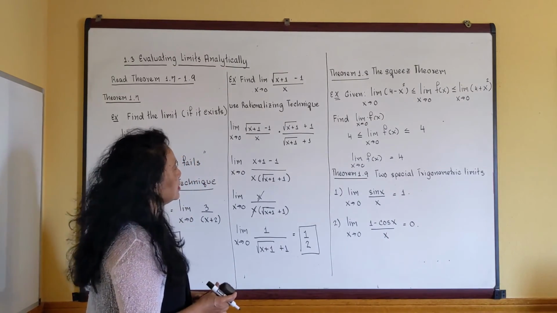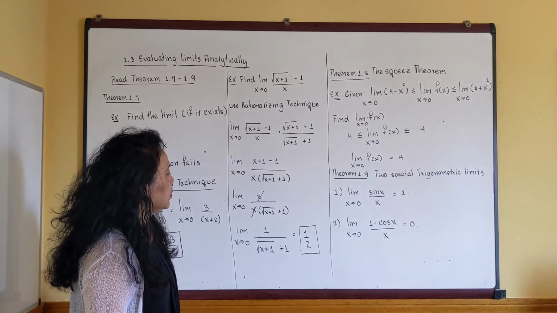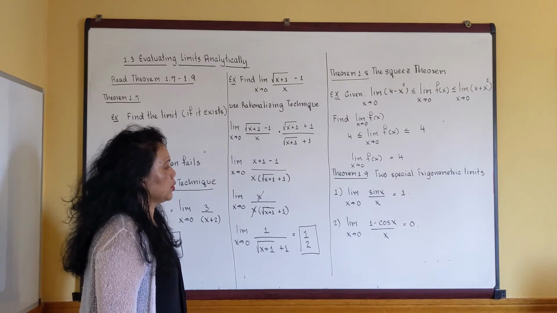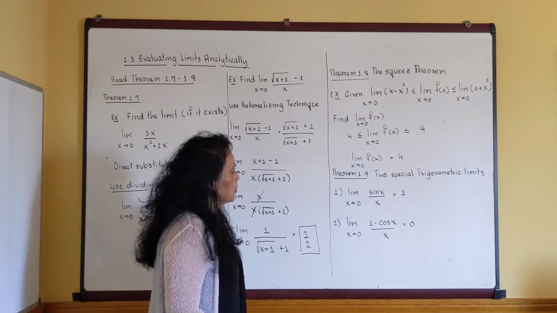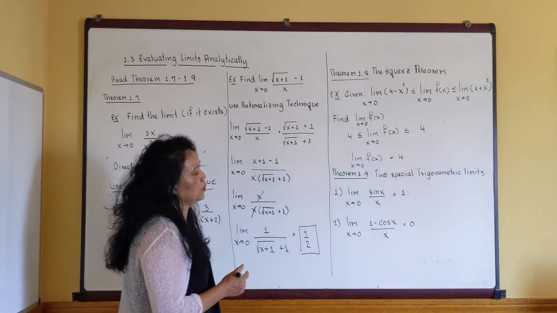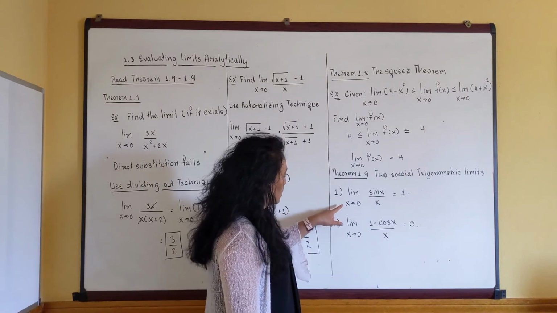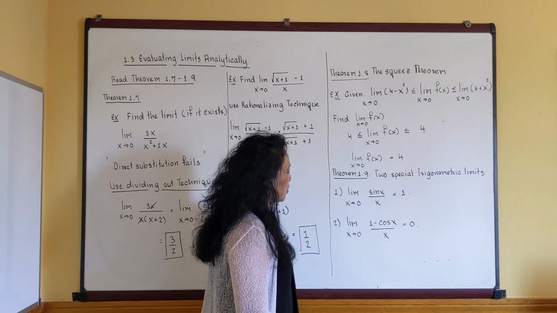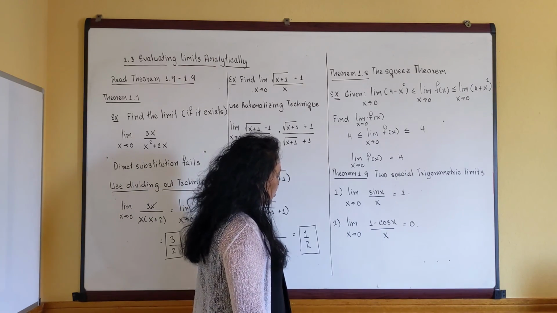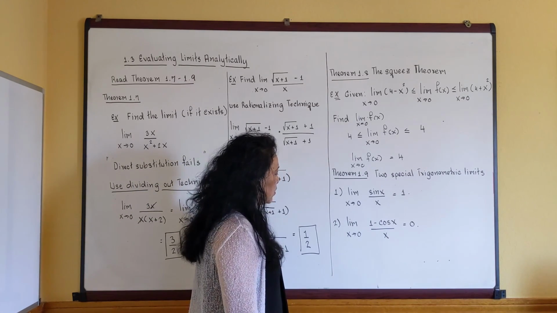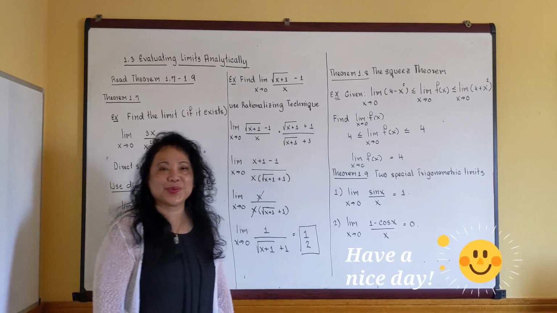Alright? So that's theorem 1.8. The last theorem of this section is theorem 1.9. It's two special trigonometry limits. So just memorize this. We'll probably do the proof in the Zoom or some other time. So limit as x approaching 0 of sine of x over x is always equal to 1. Limit as x approaching 0 of 1 minus cosine of x over x is going to equal 0. Alright, we finished 1.3.